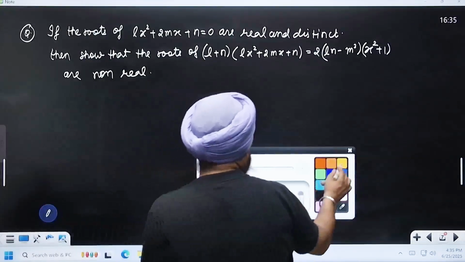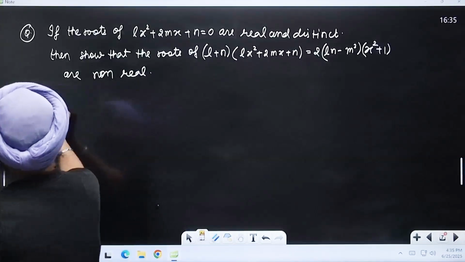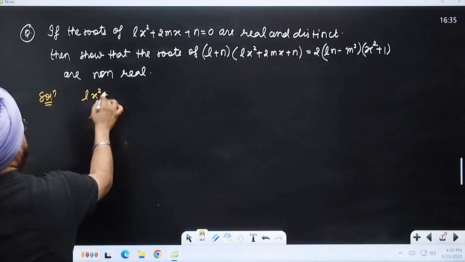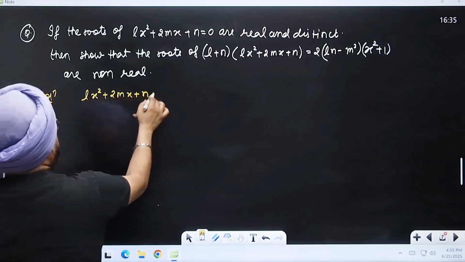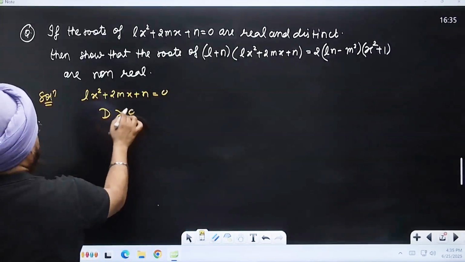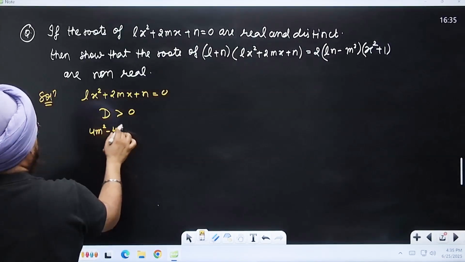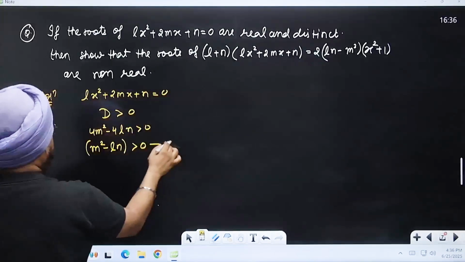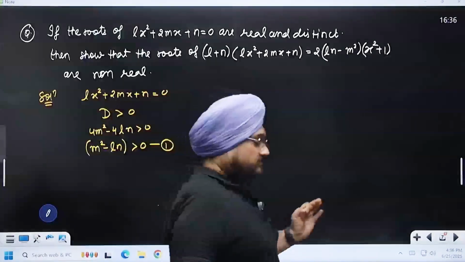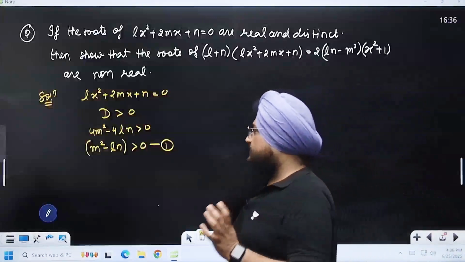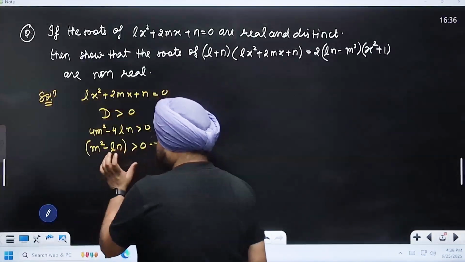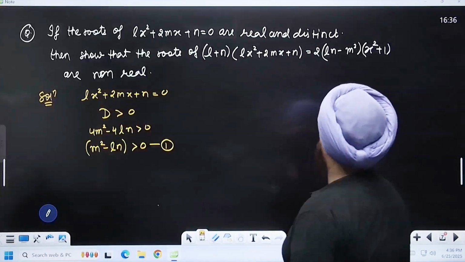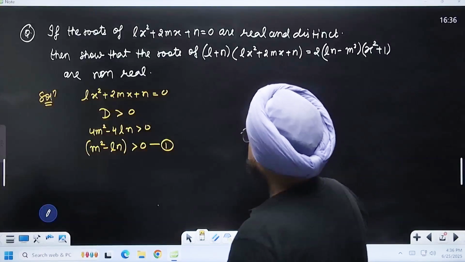First we are given that the roots of this equation are real and distinct. So from the condition, the discriminant should be greater than 0. B square minus 4ac is greater than 0. So m square minus ln is greater than 0. We have been given an inequality between l, m and n, that m square is greater than ln. Nothing more can be said.